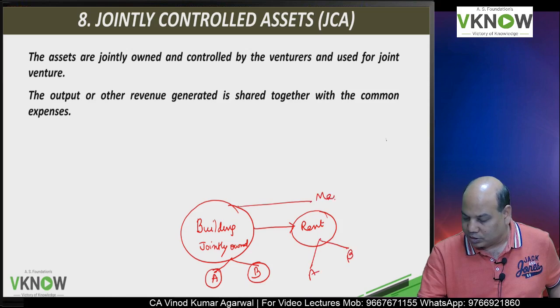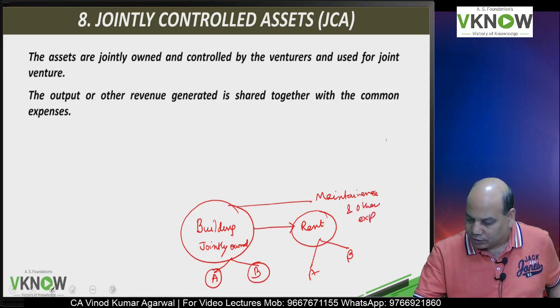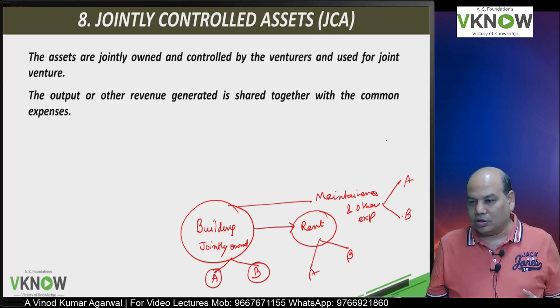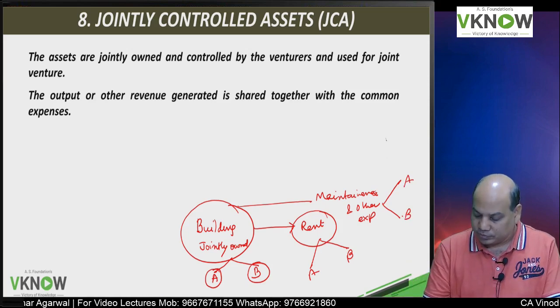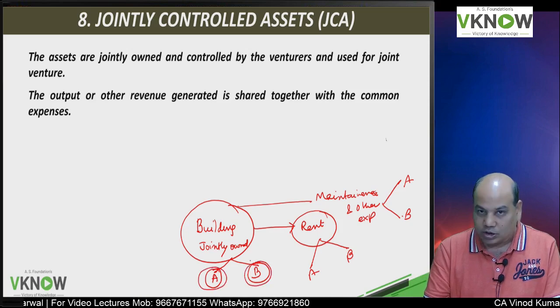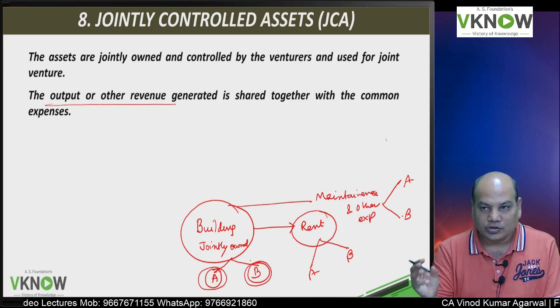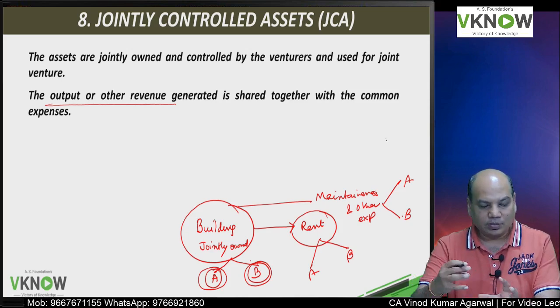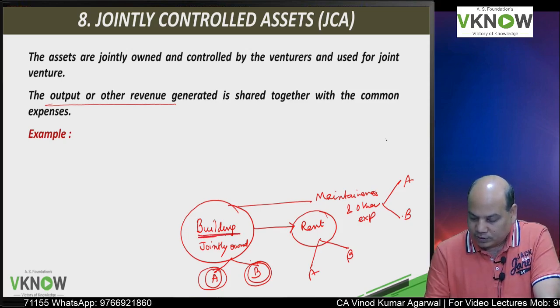Whatever maintenance and other expenses are incurred will also be shared by these two parties as agreed. Accounting is very simple here. No new entity is formed. Each venturer is going to record his share of output or his share of expense in his separate financial statement, and the same amount will be transferred to the consolidated financial statement. So this is one example of a building.